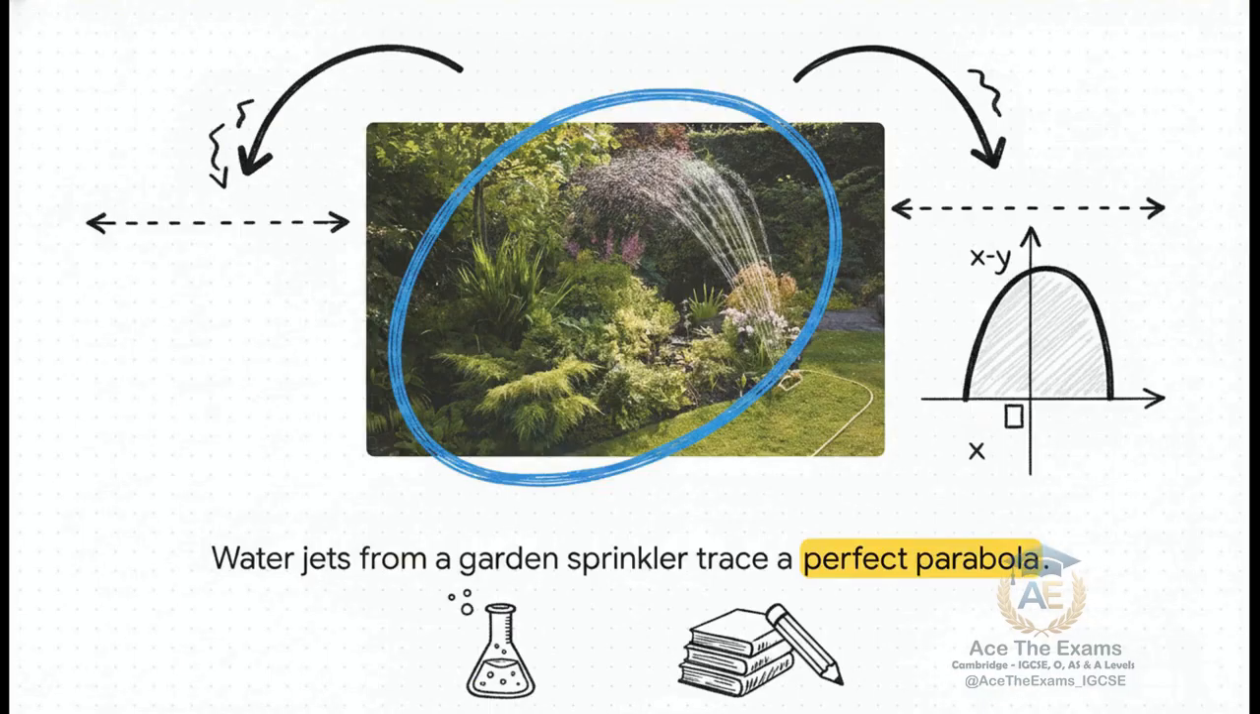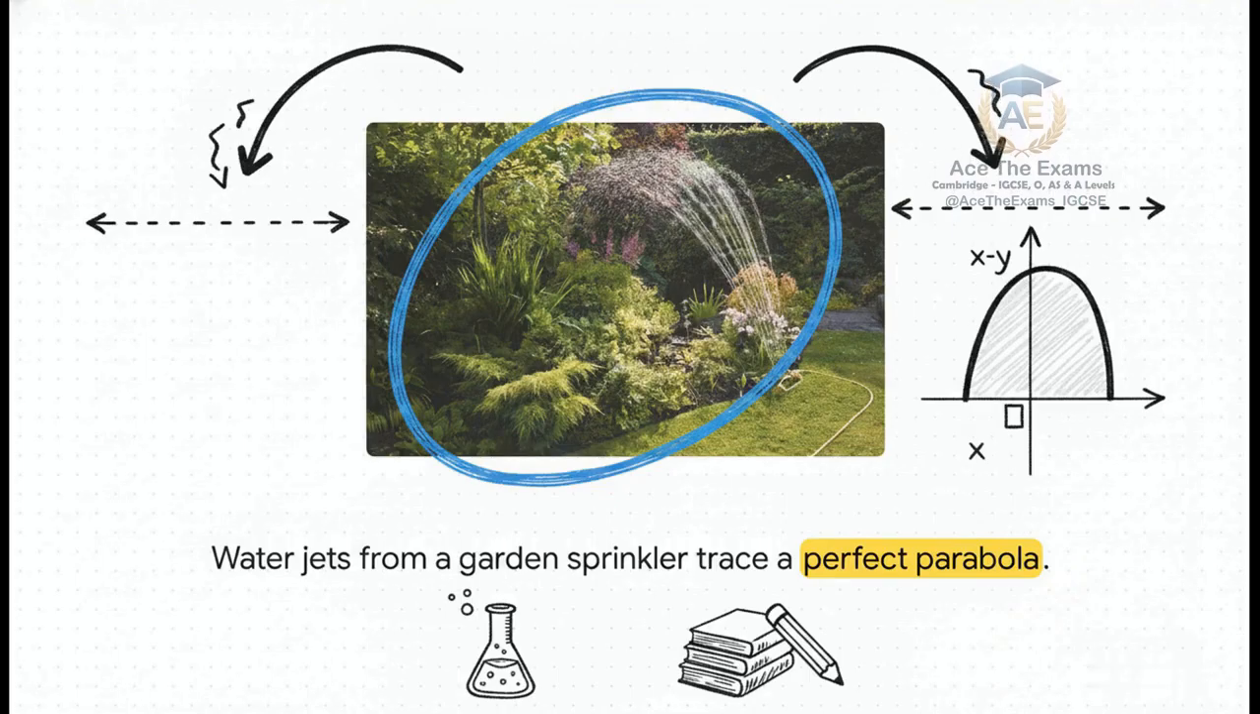This shape happens because the water droplets are actually doing 2 different things at once. They are moving forward horizontally at a steady pace while simultaneously being pulled down vertically by that constant 9.81 gravitational force we just discussed. It's 2 motions happening at exactly the same time.